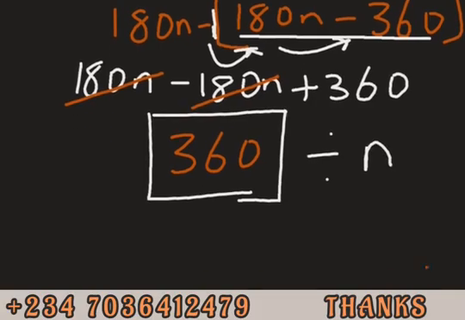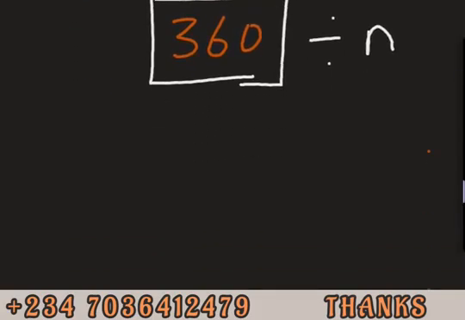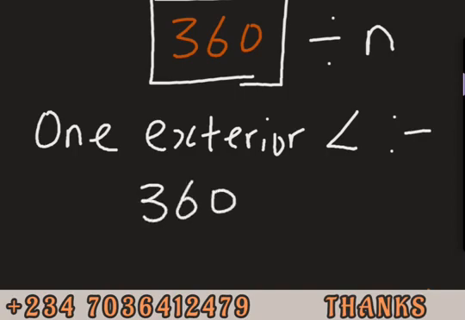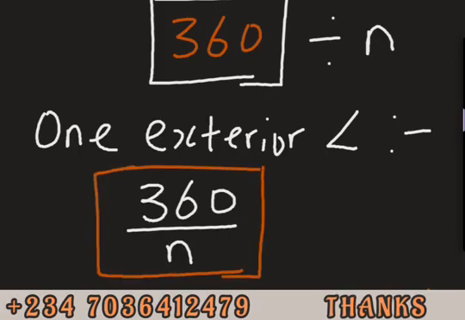Good. Therefore, the value of one exterior angle, yes, the value of one exterior angle is 360 divided by n. Good. So with these two formulas which we have just deduced, you can go ahead to solve the diverse questions that are drawn out from the concept of polygons.